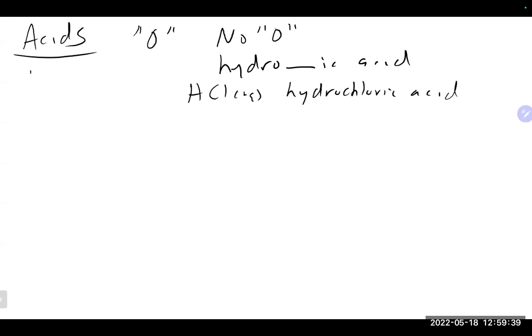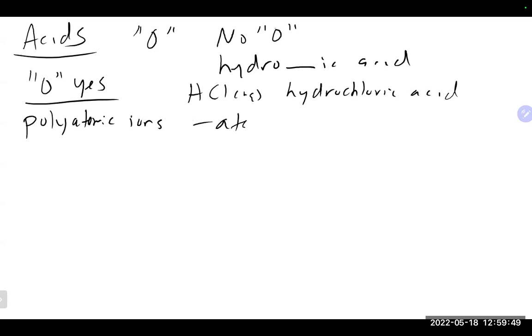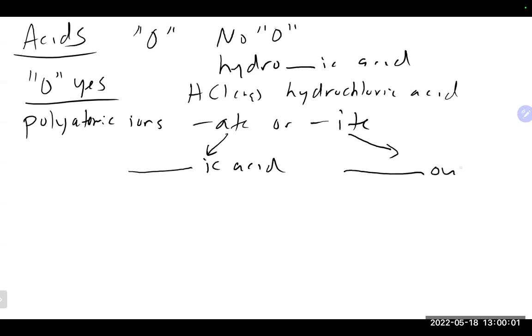If it does have oxygen, it will contain one of those polyatomic ions, which ends in either ate or ite. And if it does end in ate, your acid would be something ic acid. If it ends in ite, it will be something OUS acid, no hydro on these guys with the oxygen.